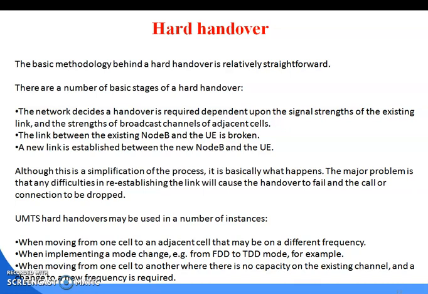UMTS hard handovers may be used in a number of instances: when moving from one cell to an adjacent cell that may be on a different frequency, and when implementing a mode change, that is from FDD to TDD mode, for example.